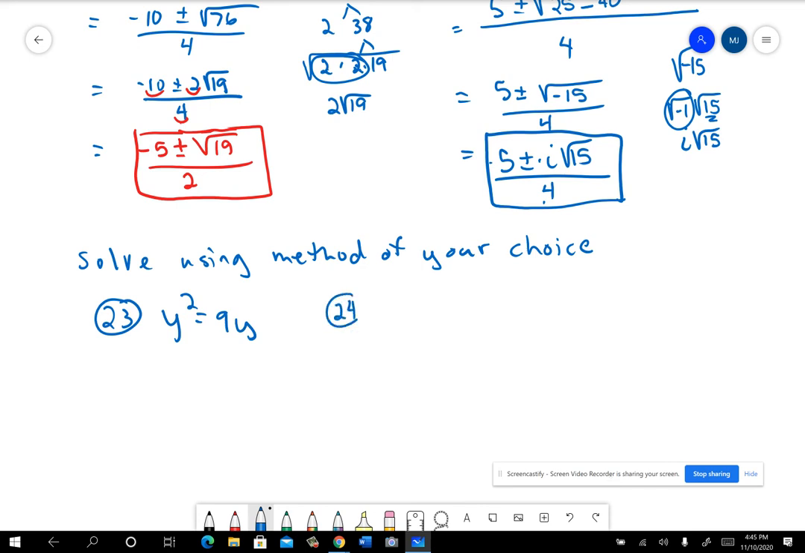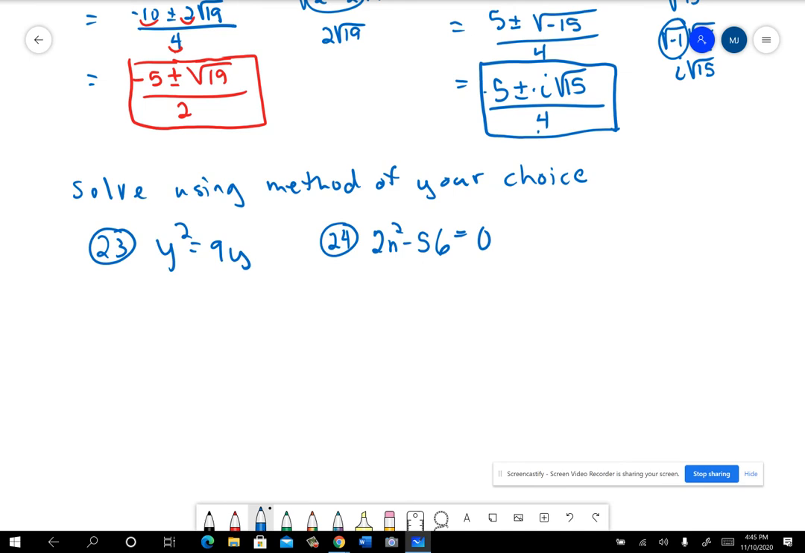24, I wanted to do, that one has 2n squared minus 56 equals 0. Then I thought we'd look at maybe 26. All right, and that one was 3x times x plus 1 equals 2.